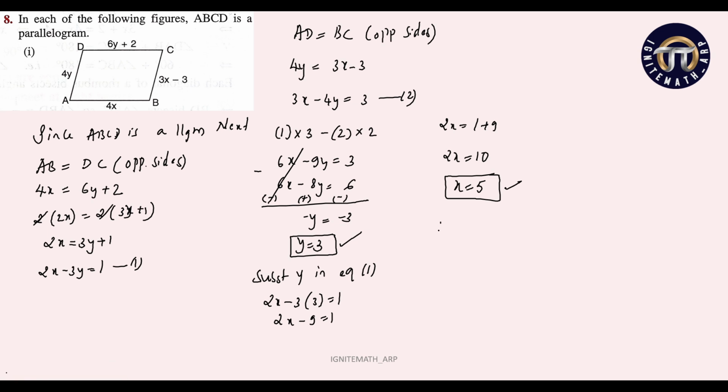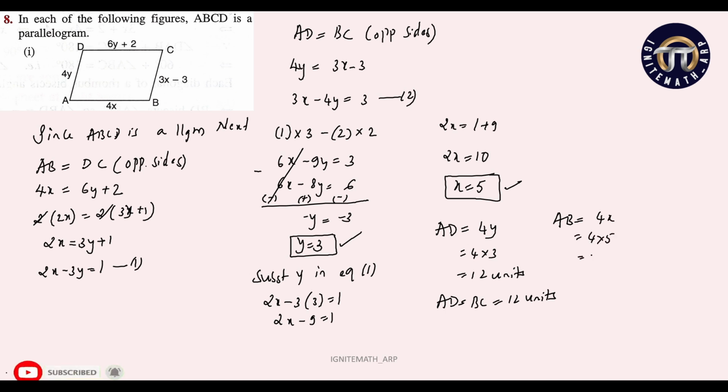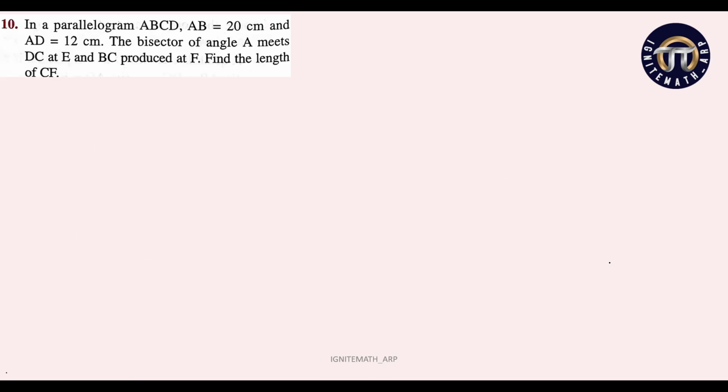If you want to find out the sides, AD is equal to 4y. 4 into 3, that is 12 units. So AD will be same as BC, equal to 12 units. Similarly, how much will be AB? AB is equal to 4x. 4 into 5, that is 20 units. So AB is same as DC, equal to 20 units. Clear, children? Is that clear? Okay. Now let us proceed with the next question.